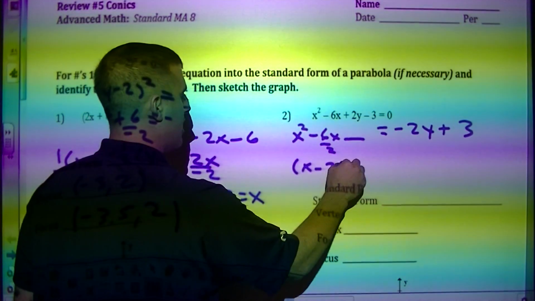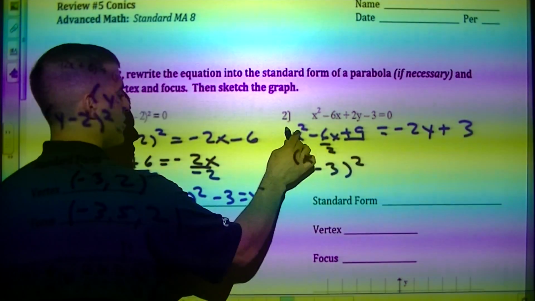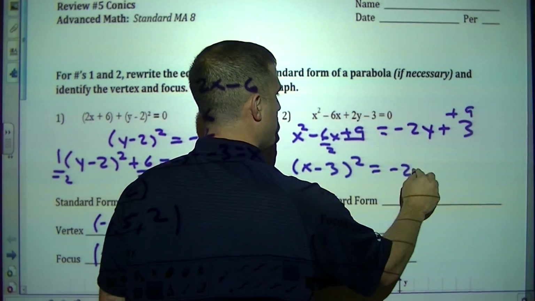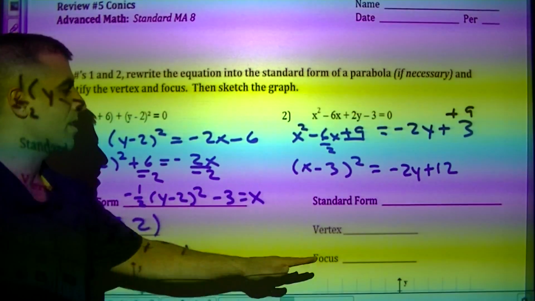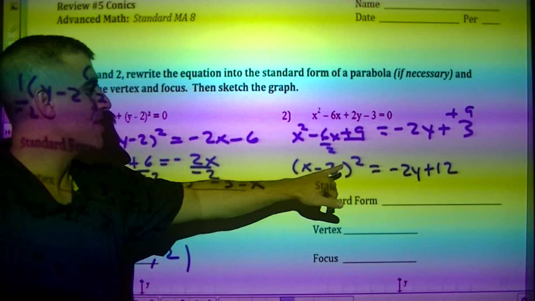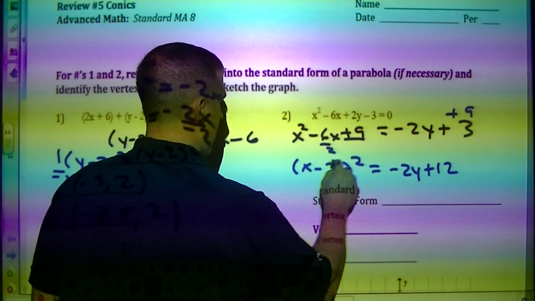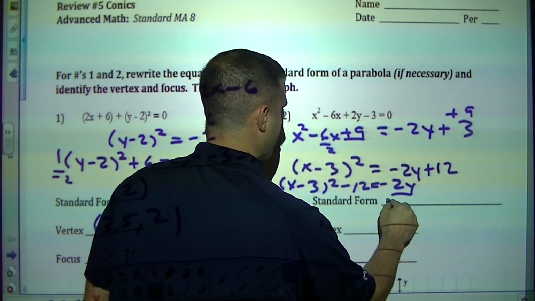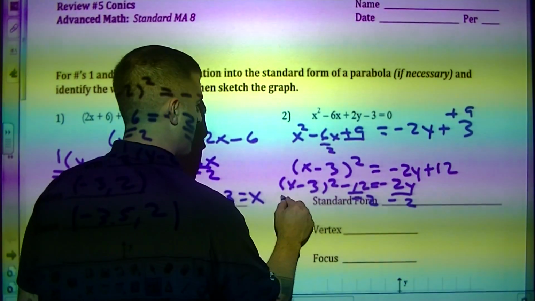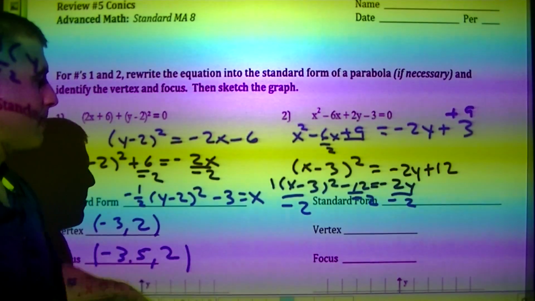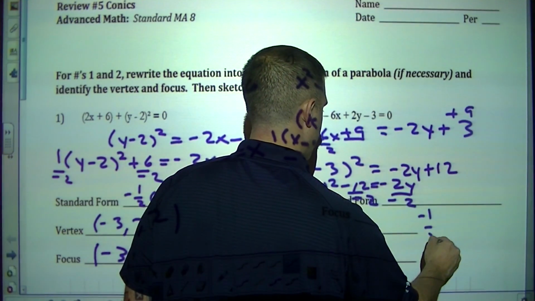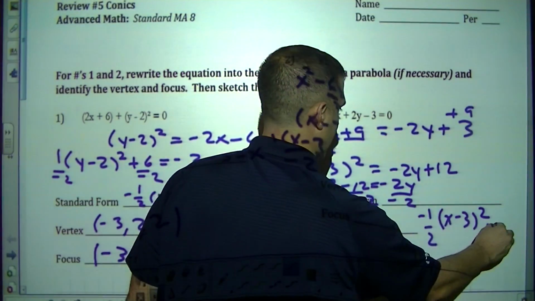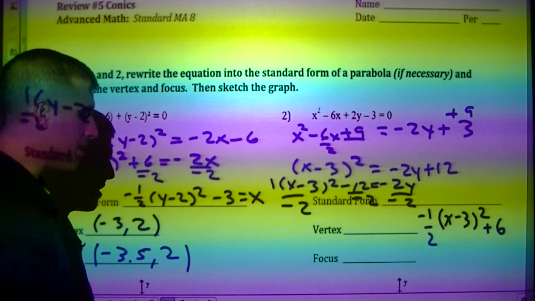That's going to be (x - 3) squared. 3 squared is 9. There's nothing special to multiply there. I'm just going to add that 9 to the other side. So what I got is -2y + 12. Now, what I want to do is move the 12 back over and then divide by negative 2. So if I move that 12 back over, I would have minus 12 equals -2y. Now I'm going to divide by negative 2, and let's get a little sloppy here. There's a 1 there. So my equation is -1/2 (x - 3) squared, negative 12 divided by negative 2 is positive 6, and that equals y.